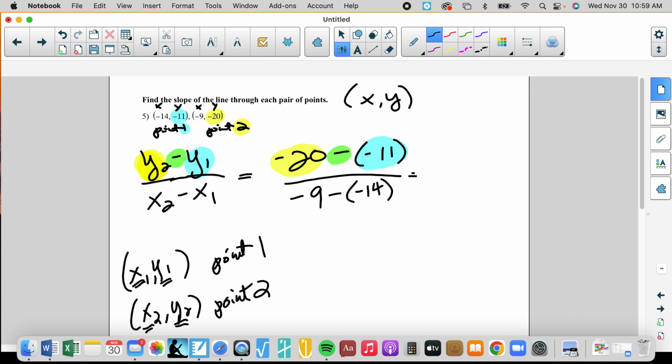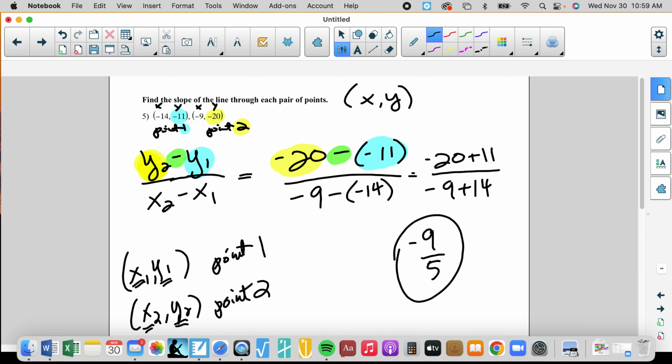We're going to rewrite this because I have double signs. So I have -20 plus 11 over -9 plus 14. So -20 and positive 11 is -9. -9 plus 14 gives you +5. So my slope for the line containing the points -14, -11, and -9, -20 has a slope of -9/5.